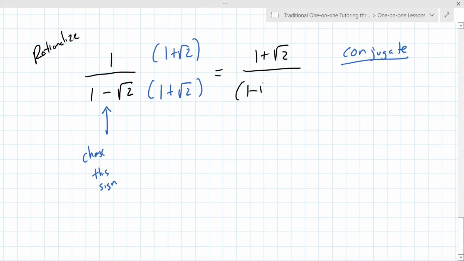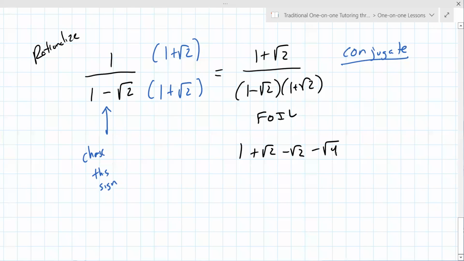On the bottom, you have to FOIL. Okay. And you'll see something every time you do this, but it's good to FOIL. So the FOIL starts out as 1 times 1, 1 times the square root of 2. The inner is minus square root of 2 times 1, so minus square root of 2. And then the last is minus square root of 2 times the square root of 2, minus the square root of 4. Please look that over and see if that's clear, because I'm going to have you FOIL one next. Okay, yeah, that makes sense.